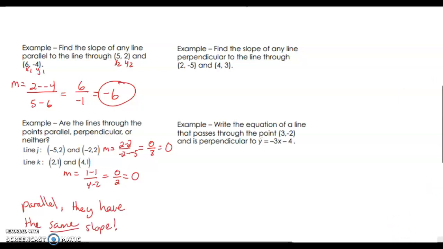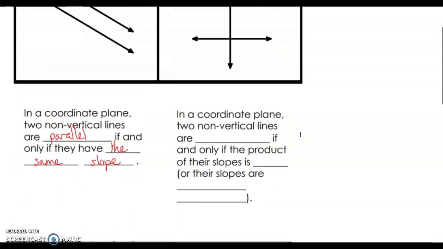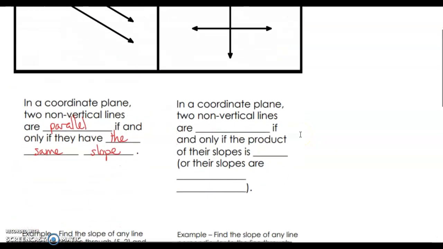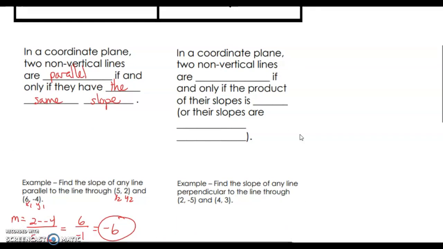All right, let's go take a look up here. This is underneath the perpendicular lines tab. In a coordinate plane, two non-vertical lines are perpendicular if the product of their slopes is negative 1. So you can multiply their slopes, and if they multiply and equal negative 1, then they are perpendicular. Or if their slopes are negative reciprocals. You can also call that opposite reciprocals.